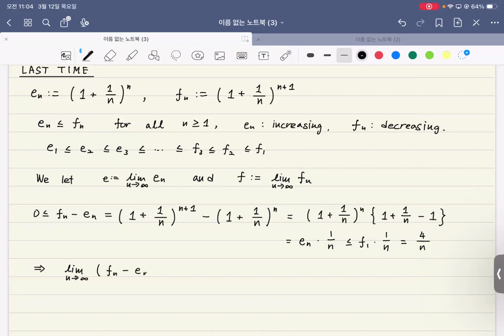Fn minus En, which is F minus E, this sequence should be converging to 0. Therefore, F and E are the same. It turns out to be the same number, right? So that means this decreasing and bounded below sequence will also converge to Euler's constant. Okay, good.